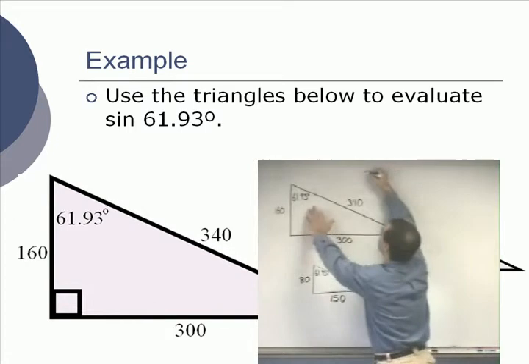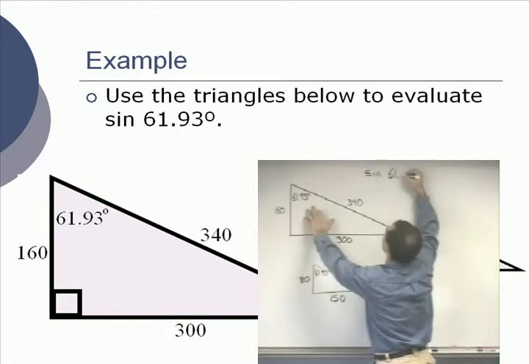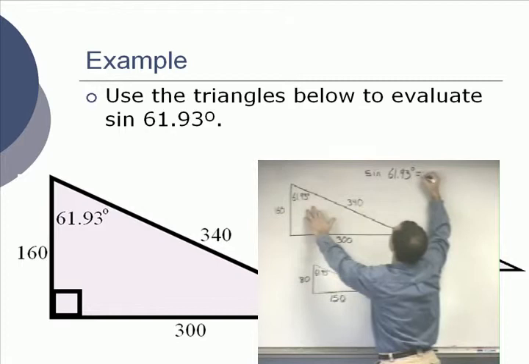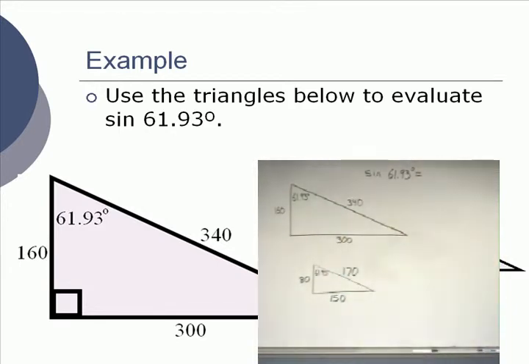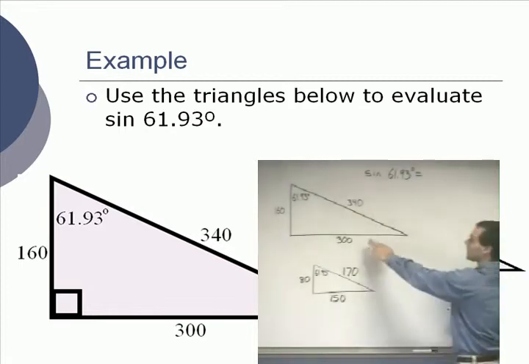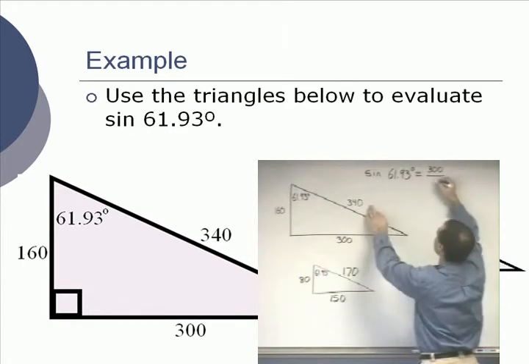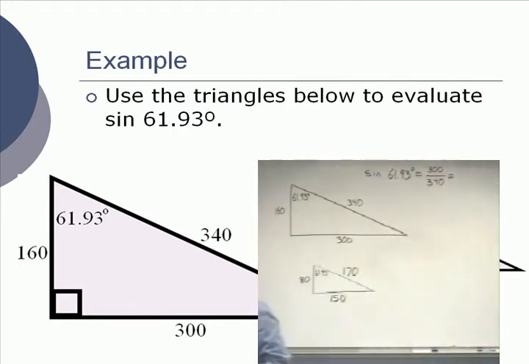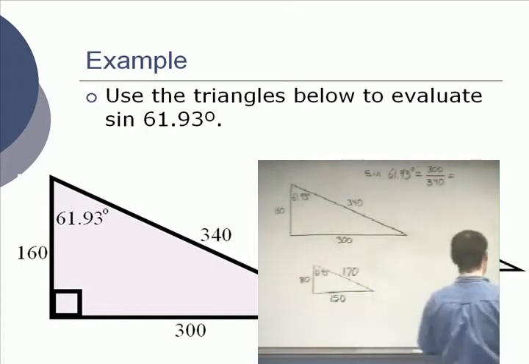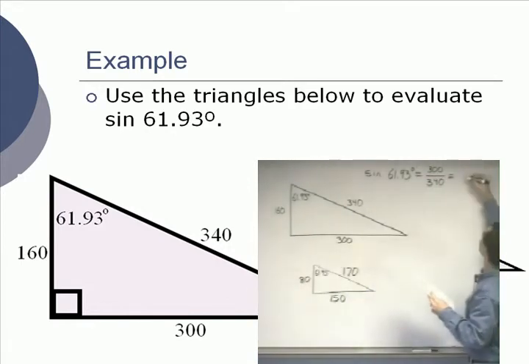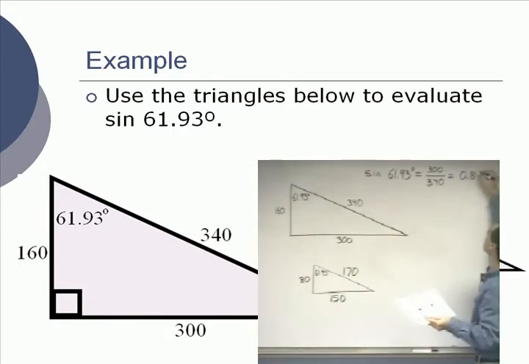We know that the sine ratio for 61.93 degrees is going to equal what over what? Opposite over hypotenuse. So we're going to take this opposite side length from 61.93 degrees, 300, and divide it by 340. Now, take your calculator and divide 300 by 340. You're going to get some value. We're going to round it off at 4 decimals. You should get about 0.8824.